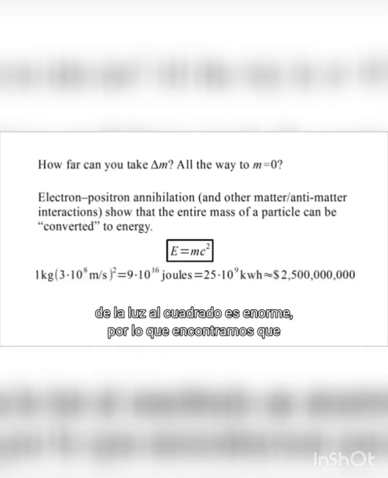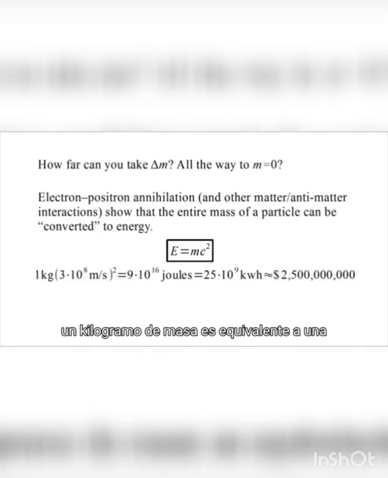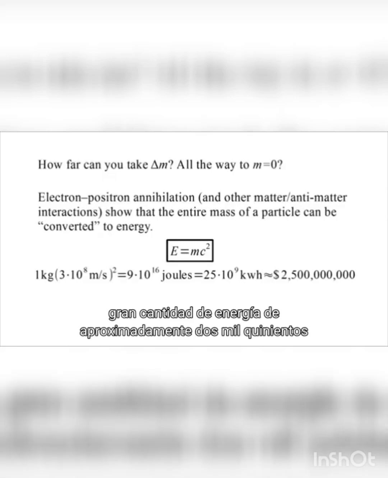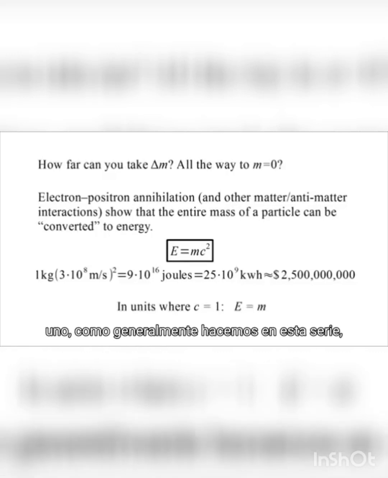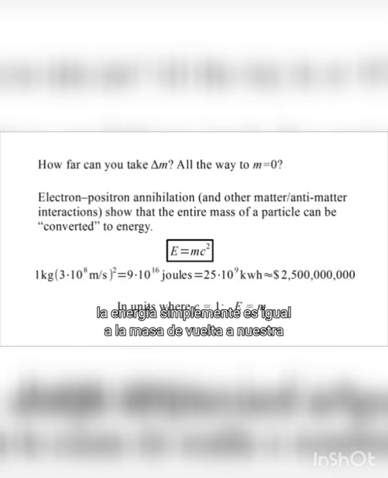The speed of light squared is huge, so we find that 1 kilogram of mass is equivalent to a huge amount of energy, about $2.5 billion worth if you could convert it to electrical power. If you use units in which the speed of light is 1, as we generally do in this series, you get the very elegant result that energy simply equals mass.